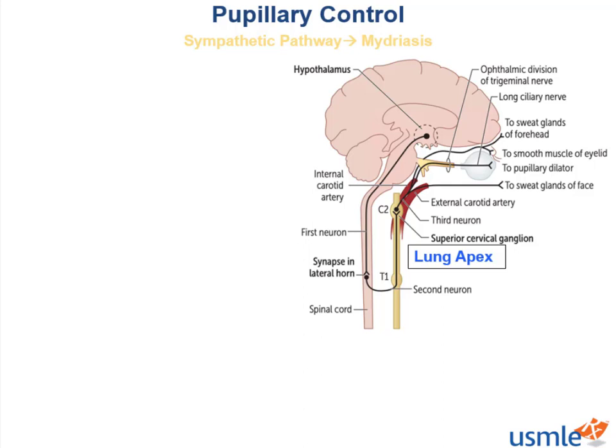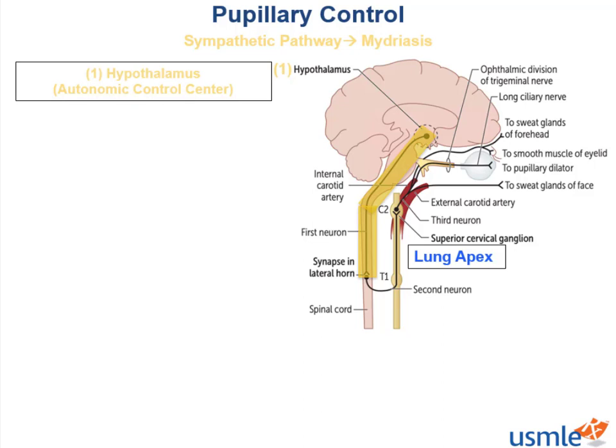Now, let's discuss the sympathetic pathway that controls mydriasis or pupillary dilation. Before we review this, know that this chain is occurring bilaterally. We are just looking at one side for simplicity. Overall, this pathway is a 3-neuron chain, and we will go one by one using this diagram. The first neuron originates in the posterior hypothalamus.